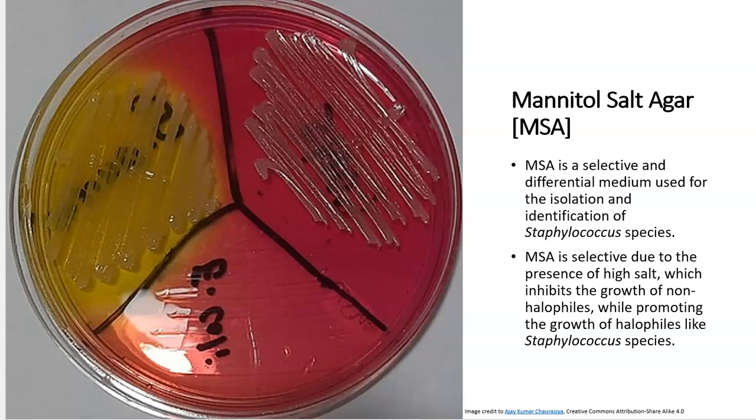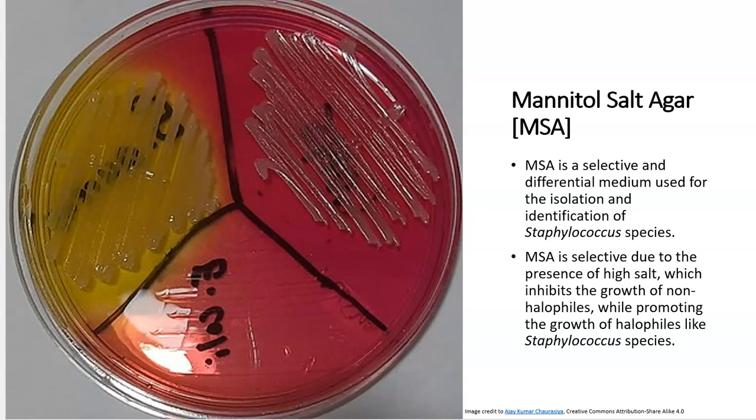So this is a selective and differential media, meaning it only allows certain types of bacteria to grow, but of the type that can grow, they will typically grow different colors based on how they interact with the contents of the media. The MSA plate specifically is used to isolate and identify members of the Staphylococcus species. Typically, only members of Staphylococcus are able to grow well on this plate.